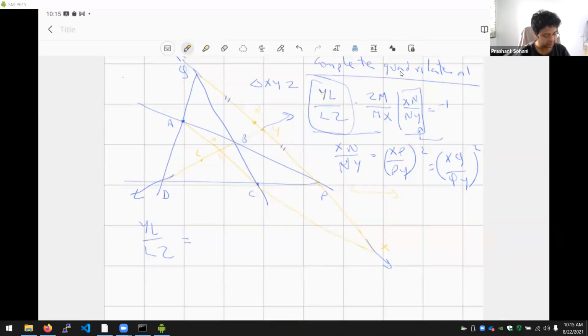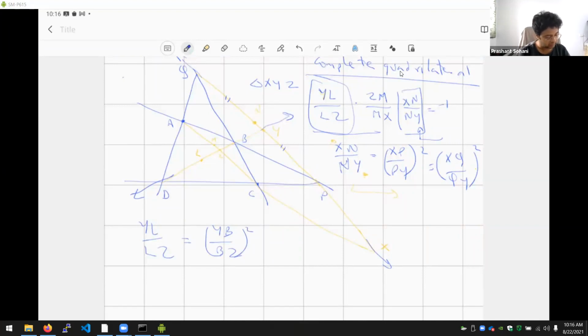It should be BZ, right? See, the two points here, X and Y, are fixed. So the starting and end point of your ratio is always X and Y. So what should I write? So YB upon BZ the whole square.